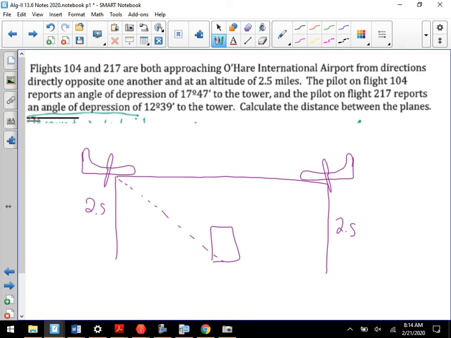to the tower here. We'll call this guy the 104, and the other one is the 217. So you have your angle of depression here at 17 degrees, 47 minutes. This guy has the angle of depression at 12 degrees, 39 minutes. You're trying to figure out how far apart the two planes are.